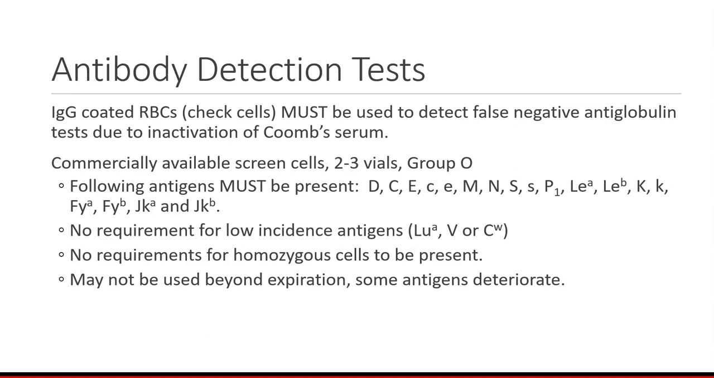The following antigens must be present. All of the common Rh and then the other blood group systems: MNSs, Lewis, Kell, Kidd, Duffy. There's no requirement for low frequency or low incidence antigens. There's no requirement for homozygous cells to be present in the screen cells, although it's ideal. And they may not be used beyond their expiration, as some antigens may deteriorate.